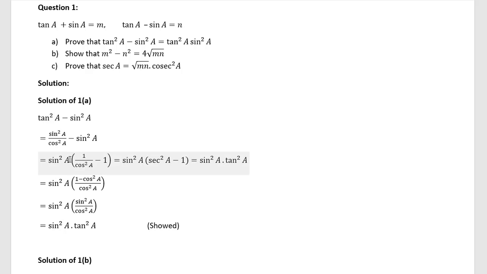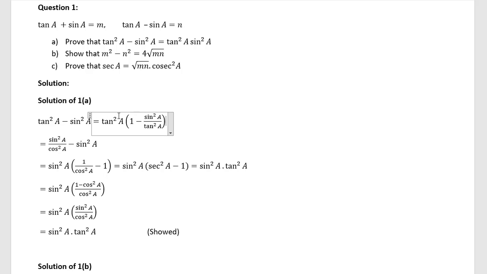Take any of this common. If you take tan square A as common factor, what would be there? So I will write it here. If we take tan square A as common, then if you take something common, you have to divide both terms with the common factor. You will get 1 minus sin square A by tan square A.